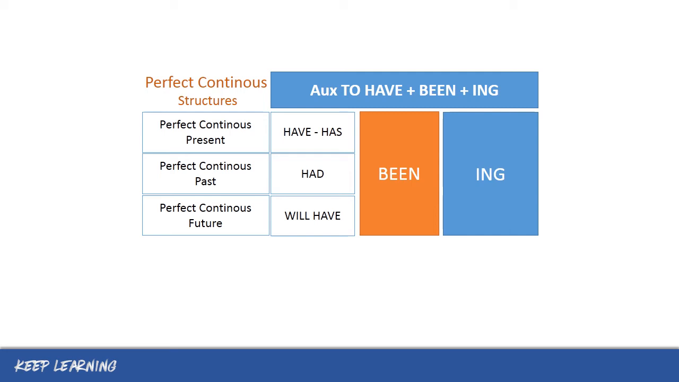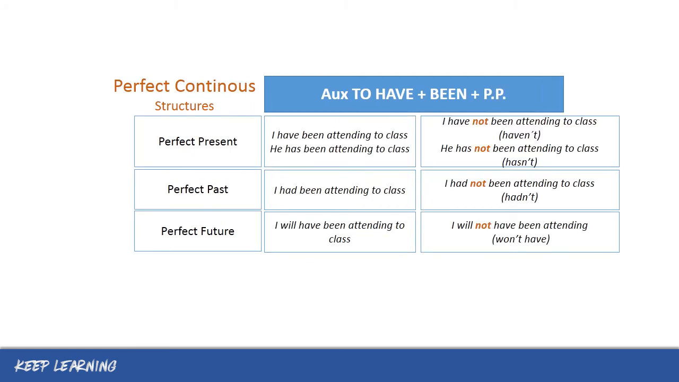And also another verb in the ing form. Yo he estado trabajando, right? You got it? Ing, ando, right? You got it? It's the same thing. So what you have in the perfect present is I have been attending to class. Yo he estado asistiendo, right? Or I have not been attending to class.